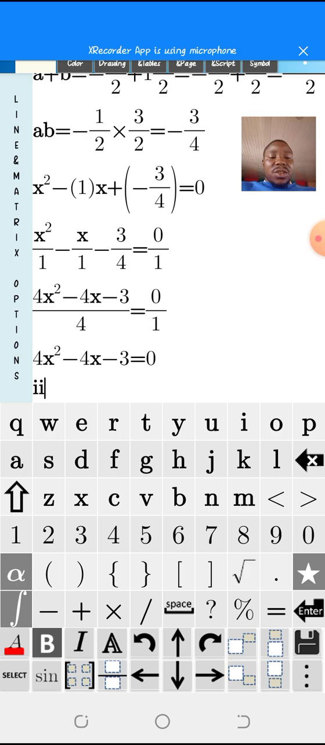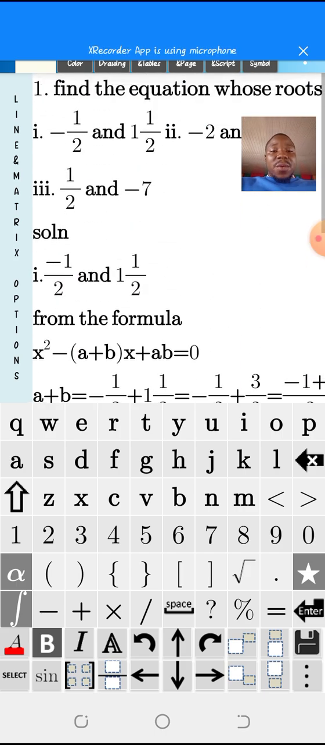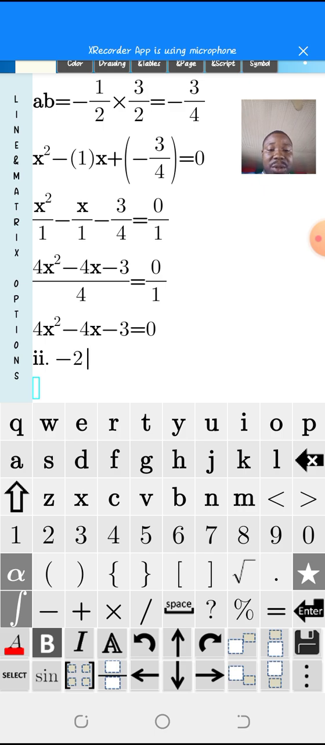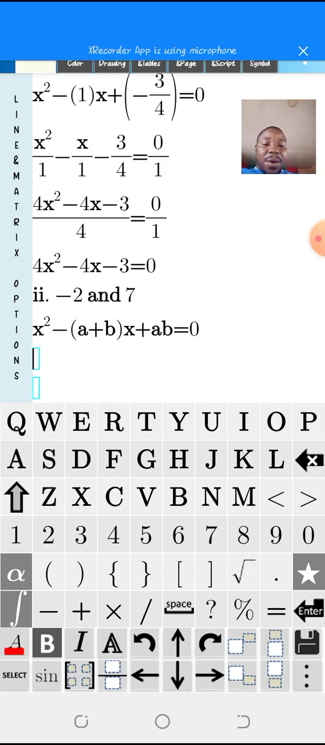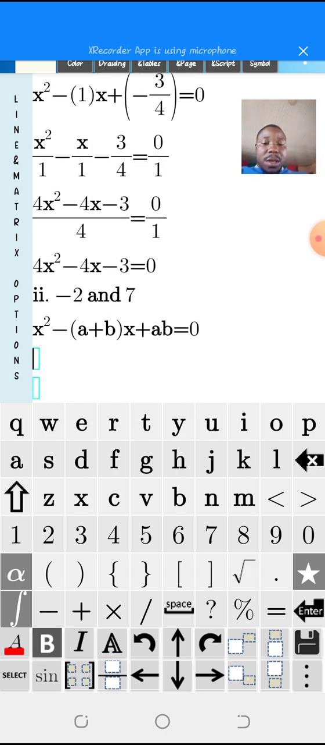So let's quickly look at Roman figure 2, where we have minus 2 and 7 this time around. So what we do is go from our equation, which is x squared minus (a plus b)x plus ab equals 0. That means we need to find our a plus b now. We need our a plus b, and that's just minus 2 plus 7, which is equal to 5.